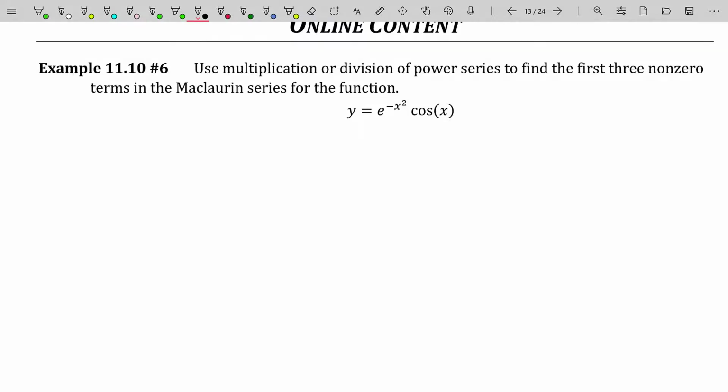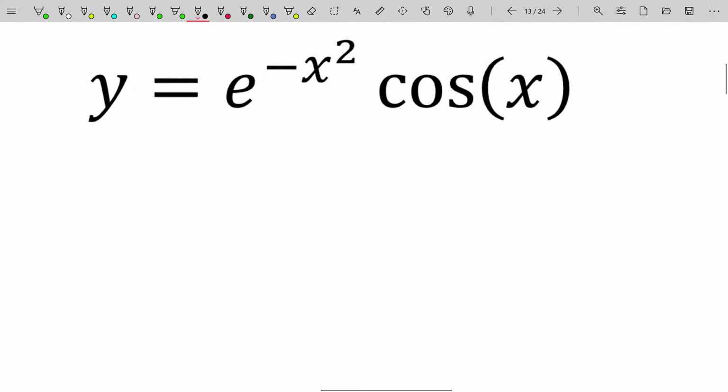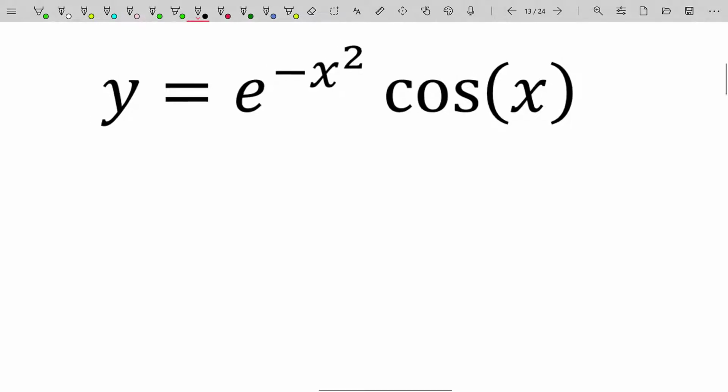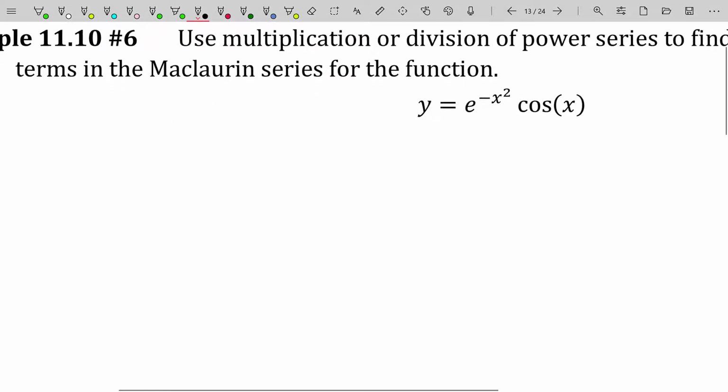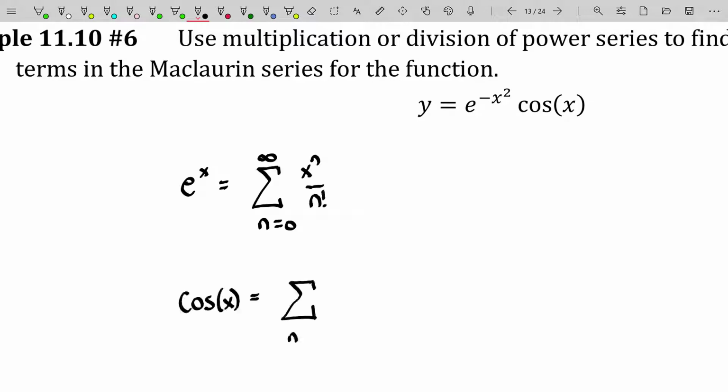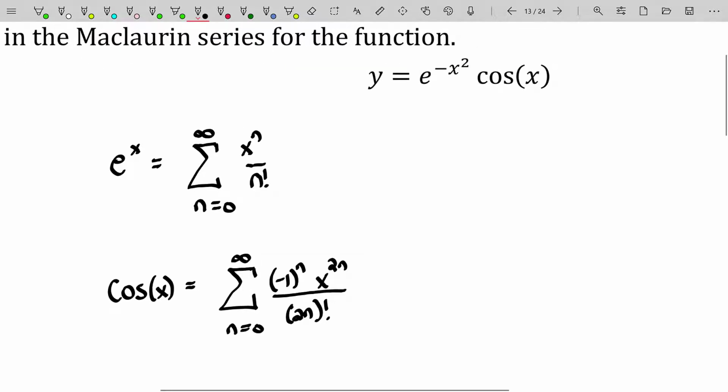Same exact moves. So first thing you need to understand is you are required to remember the power series expansions, or the Taylor series or Maclaurin series, for e to the x and cosine of x. In this case, I'll just go ahead and write both of them out. All right, there we have it, e to the x and cosine of x.